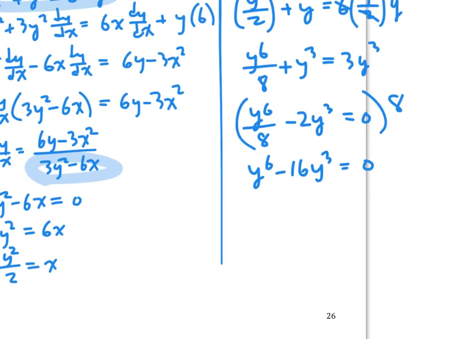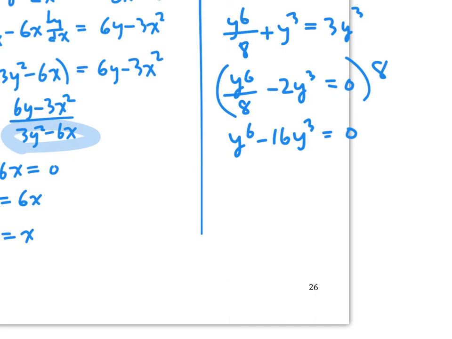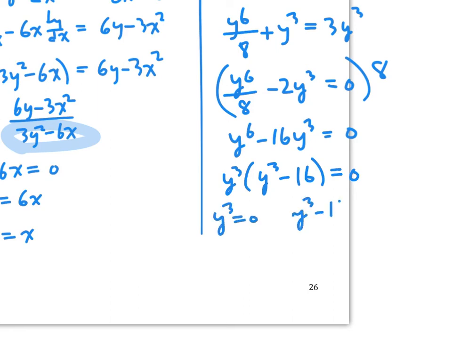All right, again, when the equation is equal to 0, all you really need to do is factor and solve. So take out the y cubed. All right, so now make each factor equal to 0. So y cubed is equal to 0, or y cubed minus 16 is equal to 0. y cubed is equal to 0, it's just y equals 0. This one, y cubed is equal to 16, so then y is equal to the cube root of 16.